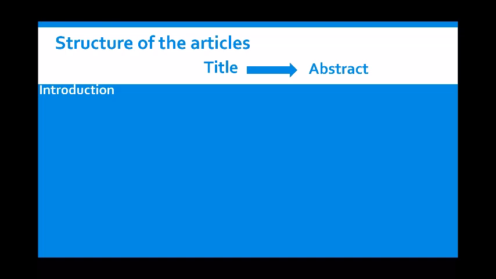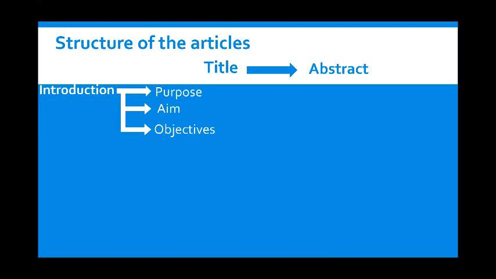The article usually starts with an introduction, and the introduction will state the purpose of the study, what the aim of the study is, and what the objectives are. So these different words probably hit the same aim, but the introduction should state the purpose, the aim, and the objectives.